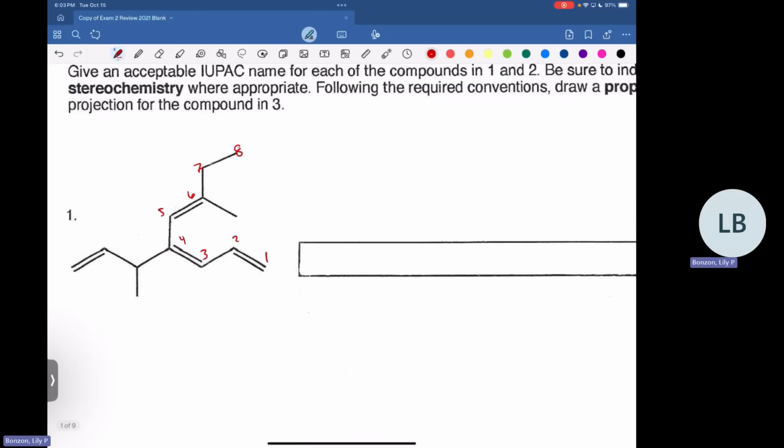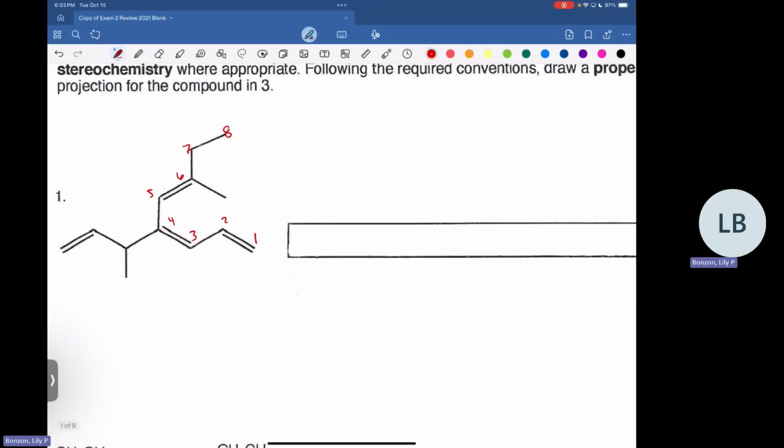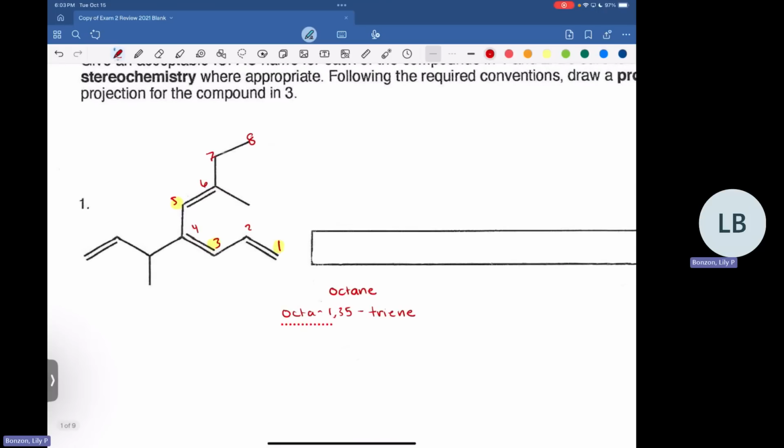So we're going to identify our parent part of the name. We've got 8 carbons, so that's going to be an octane. And then we have 3 double bonds, so that's going to be a triene. And then our double bonds start on 1, 3, and 5. So we're going to have octa-1,3,5-triene. So that's going to be our parent name.